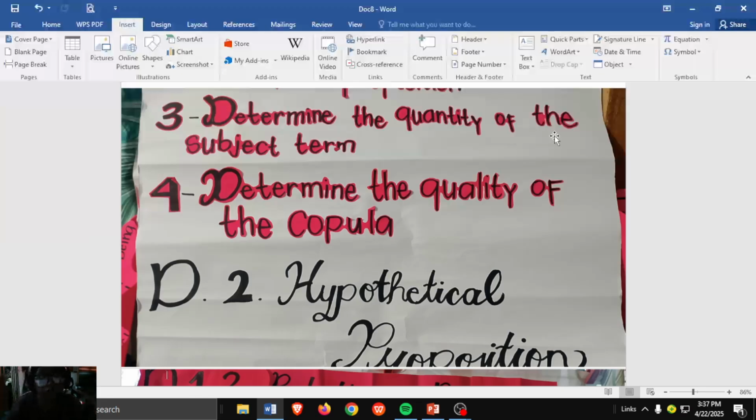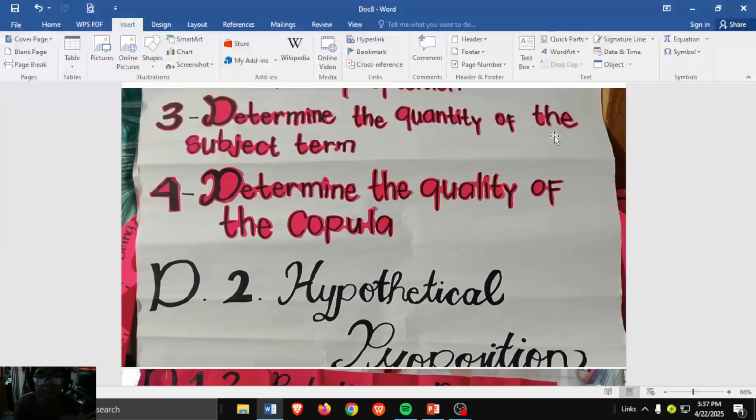According to the types of categorical proposition, there are 4 types: the A, E, I, and O, and there are 2 quantities, which are the universal and particular. So we have to determine the quantity of the subject term for us to know if it is universal or if it is particular. So the fourth rule is to determine the quality of the copula.